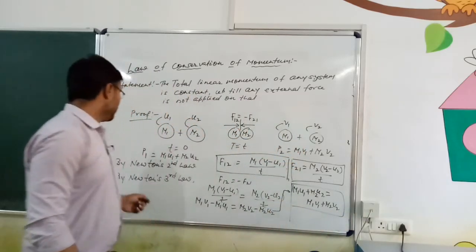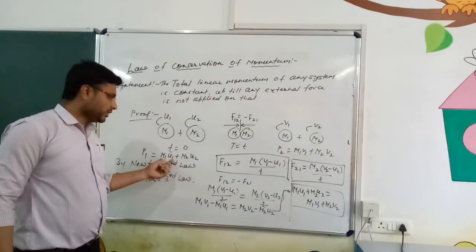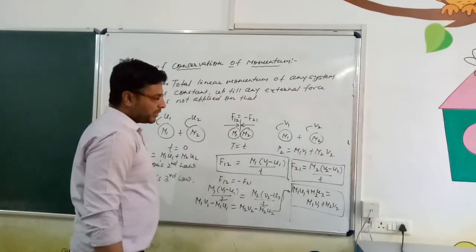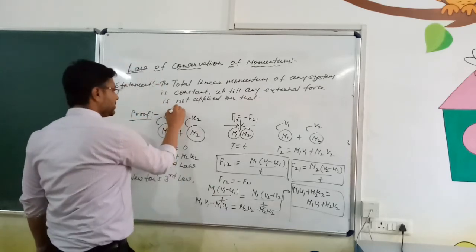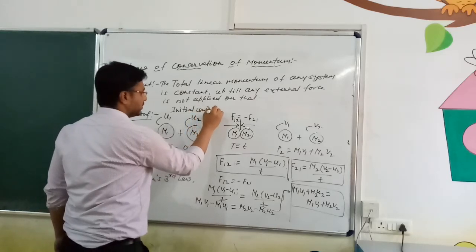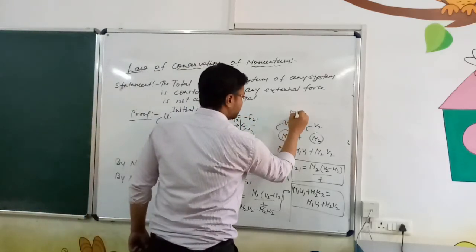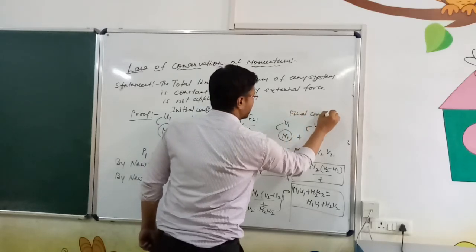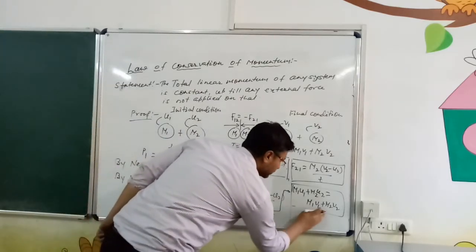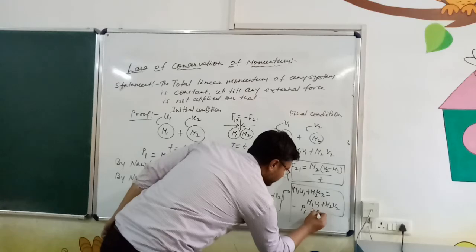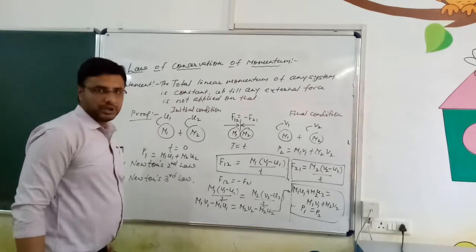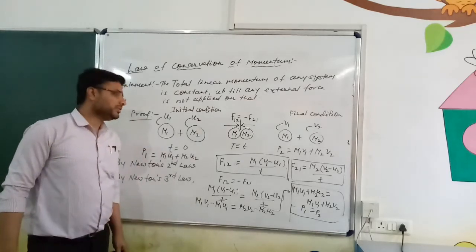We know that in the initial condition the linear momentum is m1 u1 plus m2 u2, and in the final condition the linear momentum is m1 v1 plus m2 v2. After the derivation we can say that P1 equals P2, and the linear momentum of the entire system is conserved. In this way we can prove the conservation of linear momentum.